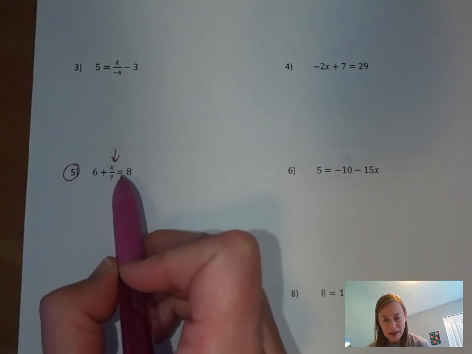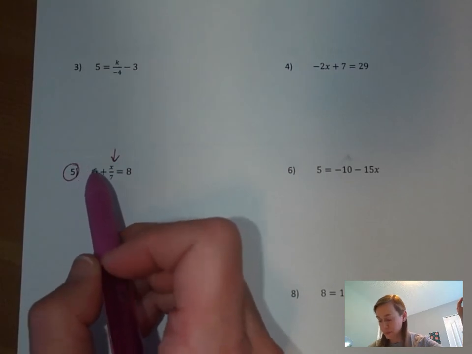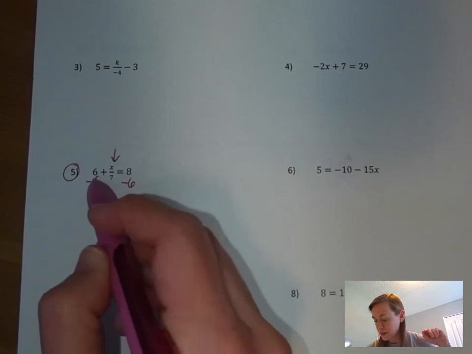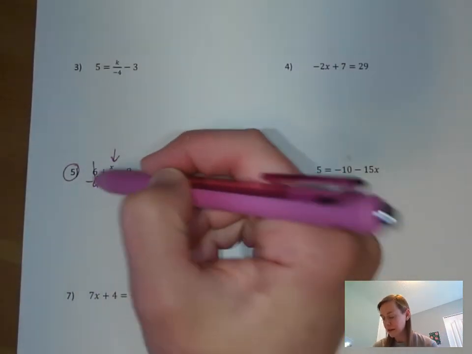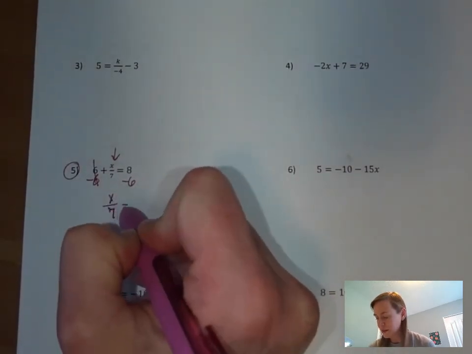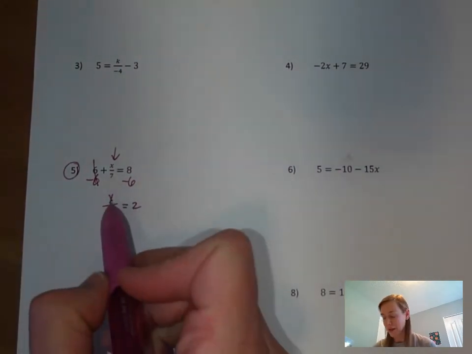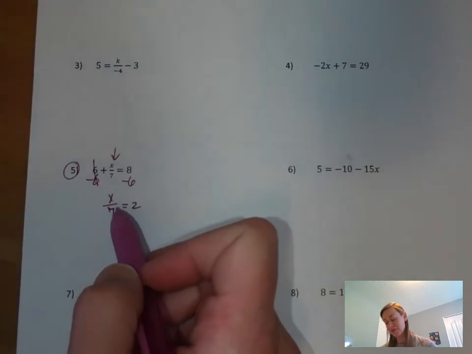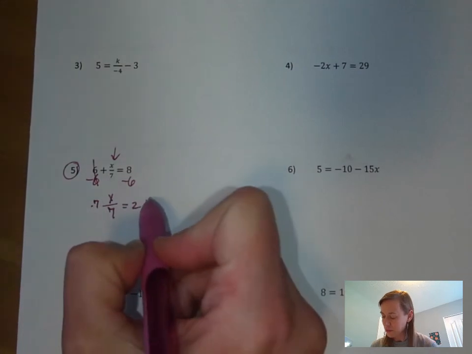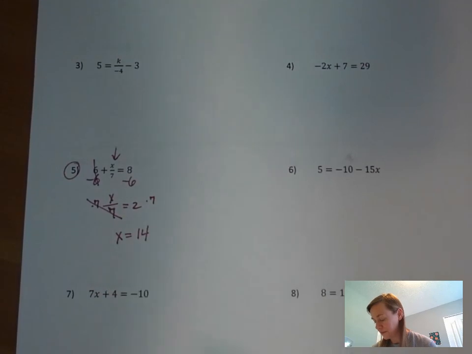In order for this to be isolated, in other words, alone, Mr. 6 over here, he needs to go bye-bye. So how do we make Mr. 6 go bye-bye? We're going to subtract 6 from both sides. Okay, so 6 minus 6 equals 0. Bye-bye, 6. Now we have x over 7. 8 minus 6 equals 2. And now we have to actually get the variable itself all by itself. So we got to get rid of 7 this time. To get rid of the 7, we just need to multiply by 7 on both sides. That cancels, and you're left with x equals 14.